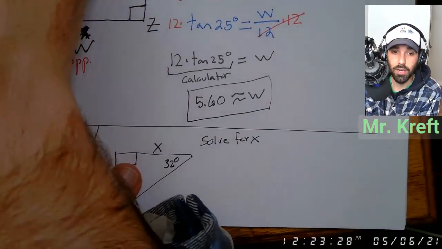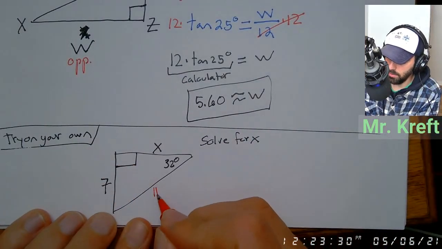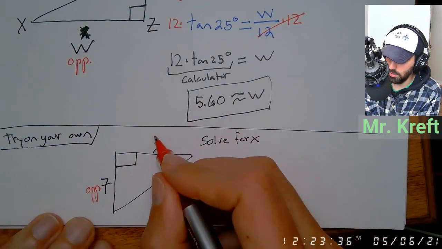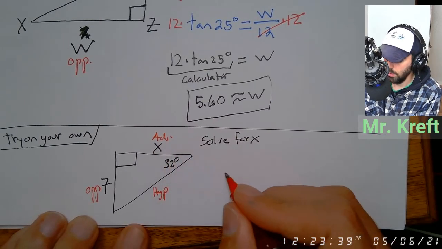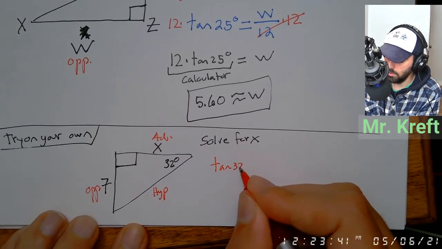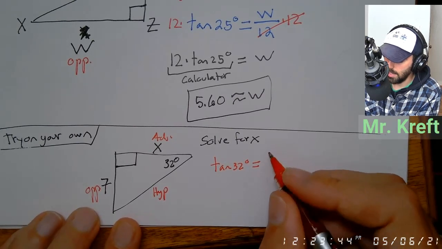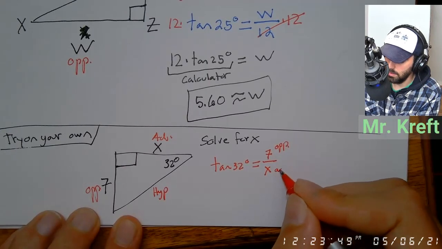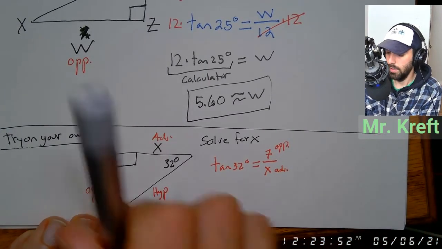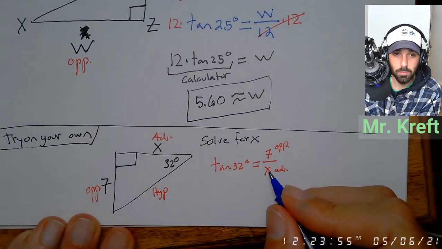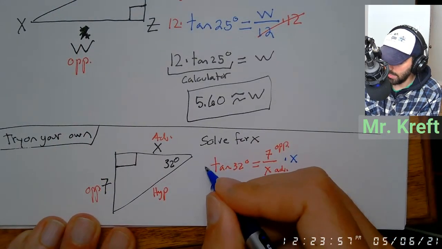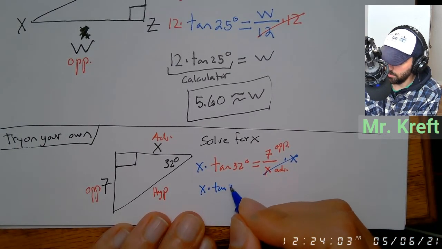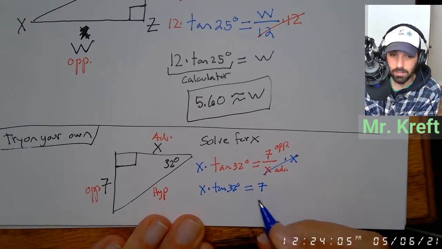Okay, so let's take a look at this. So I have a minute so I can do this. So my hypotenuse is across from my 90, which makes this my opposite from 32 and this my adjacent to 32. So my equation would be tangent of 32 degrees equals the opposite over the adjacent, right? So this is opposite over adjacent. Okay, well, I don't want x to be on the bottom. So I'm going to multiply both sides by x. And so I get x times the tangent of 32 degrees equals 7.